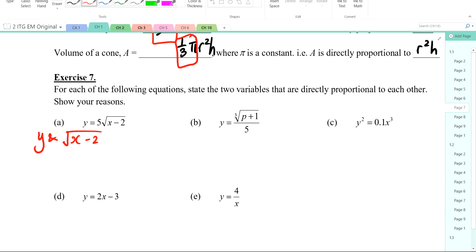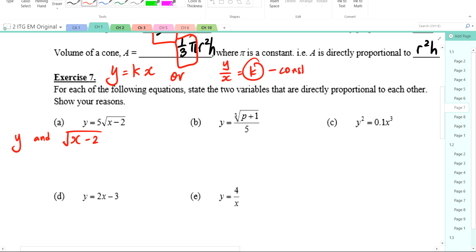How? Oh, this is just n. So y and n. Okay, and how do we prove that two things are directly proportional? As long as I can write it in the form y equals kx, something equals k times something else, it is directly proportional. Or if you can write y over x equals k, where k is a constant, then I also can prove that they are directly proportional.